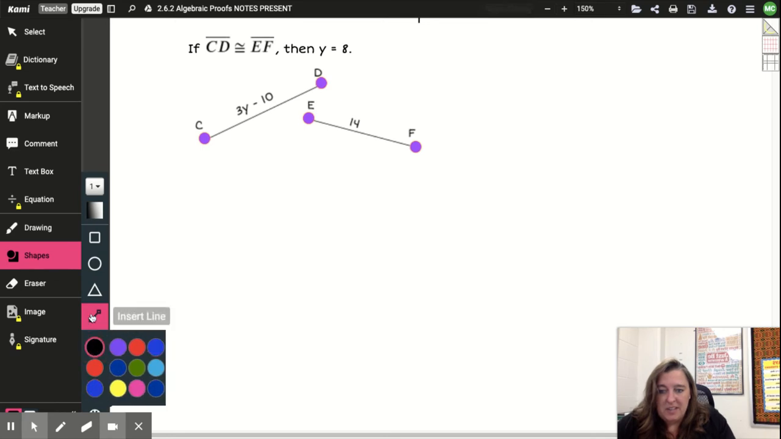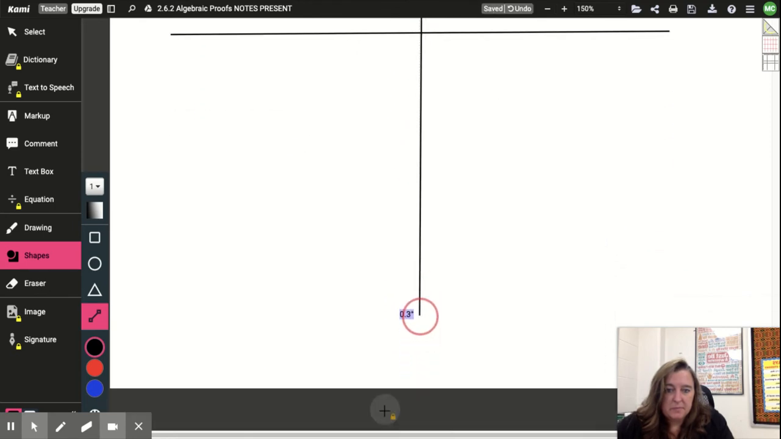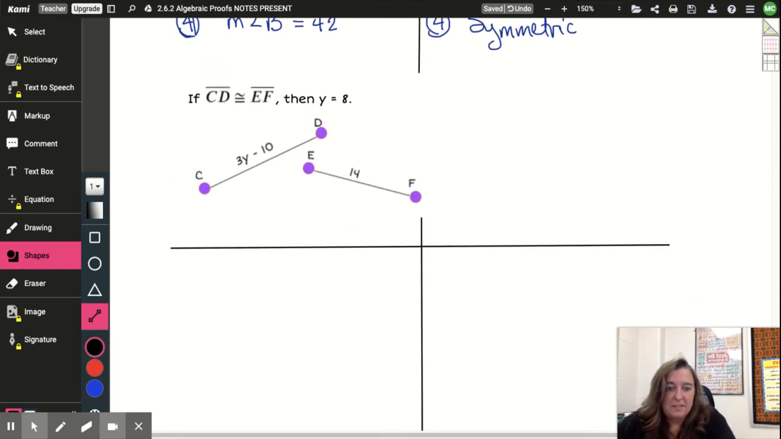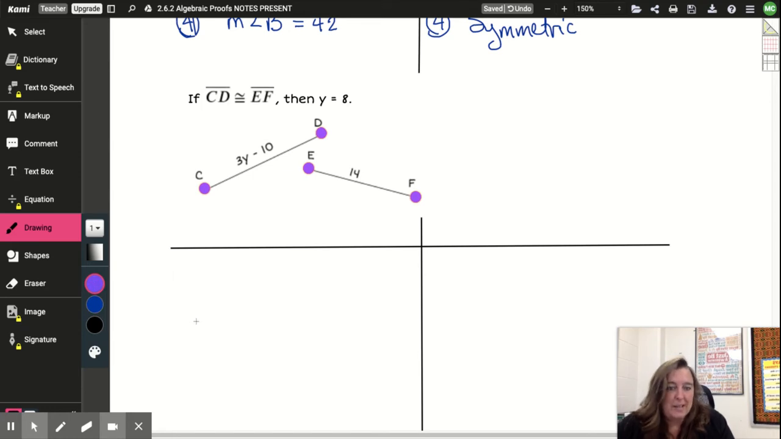So once again, I have to set up my proof. So I'm going to make two columns. I think this one has more steps, so I'm going to make it longer. If you start a table for a two-column proof there and you find out that you need more room, you can always extend it. So on the left, we're going to have statements. On the right, we're going to have the reasons.